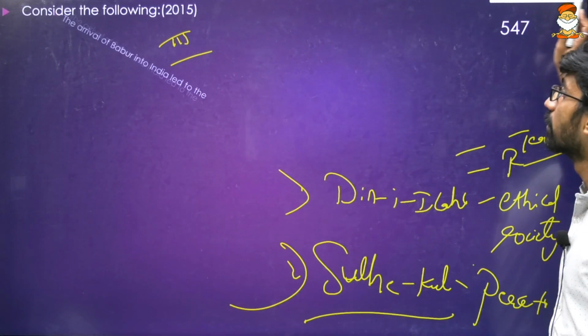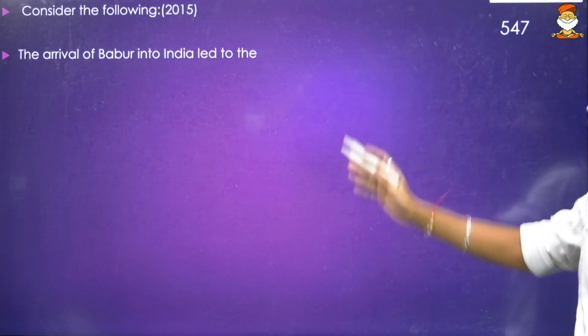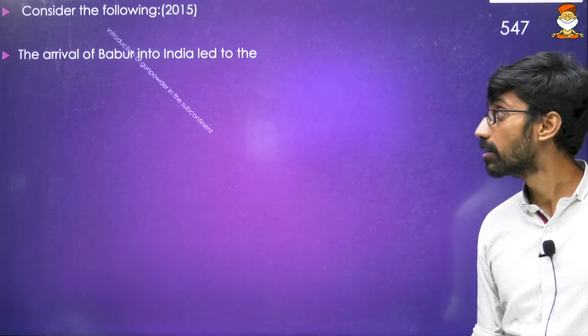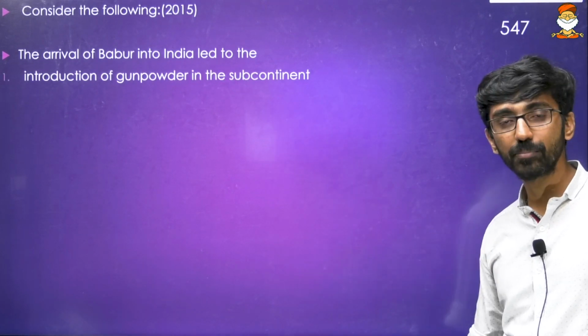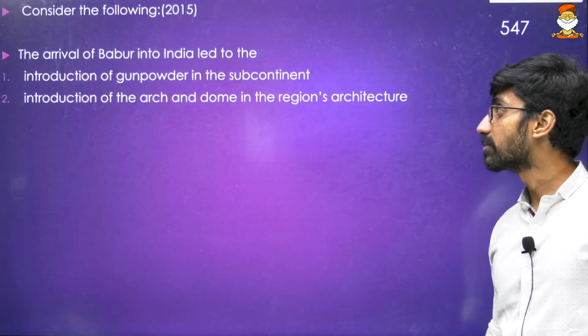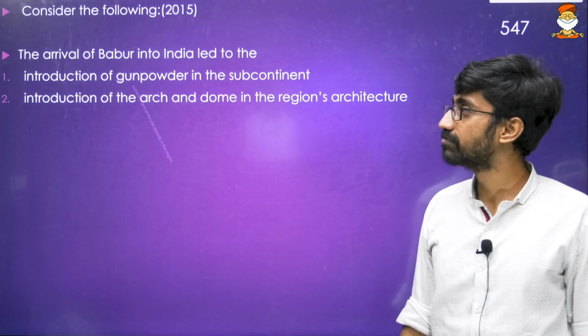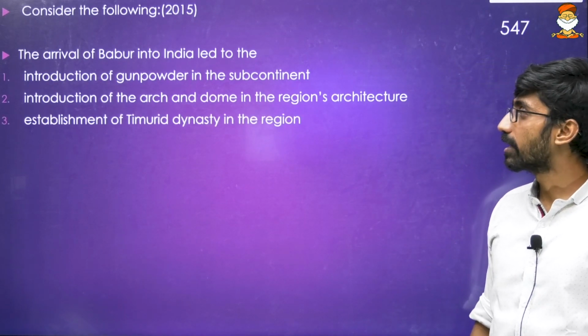Okay. And then consider the following pairs. Arrival of Babur into India led to the introduction of gunpowder into the subcontinent, the introduction of the arch and dome in the region's architecture, and the establishment of the Timurid dynasty in the region.